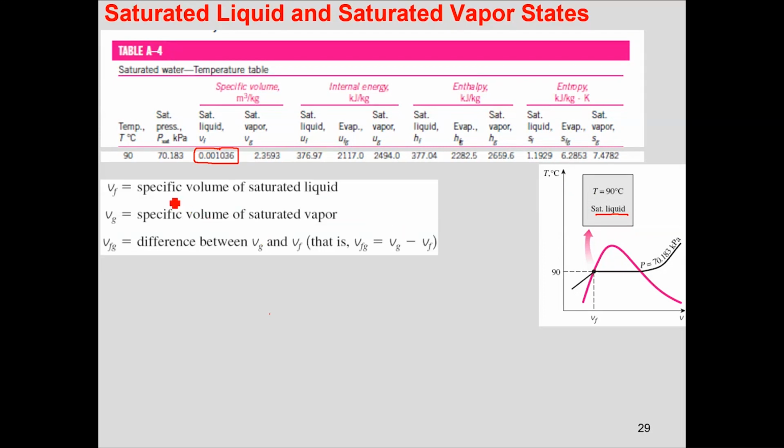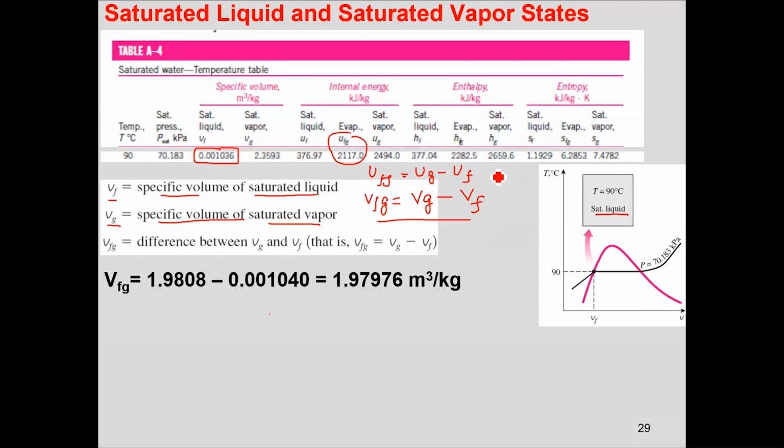Now, the term Vf basically means specific volume of saturated liquid, Vg means specific volume of saturated vapor, and Vfg is a term used to express the difference between the specific volumes of saturated vapor and saturated liquid. Similarly, Ufg represents the difference between the internal energy of saturated vapor and saturated liquid.